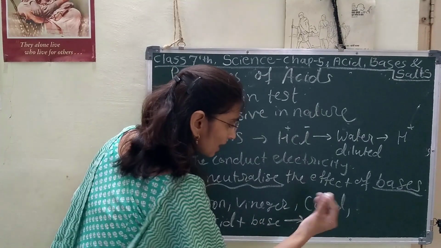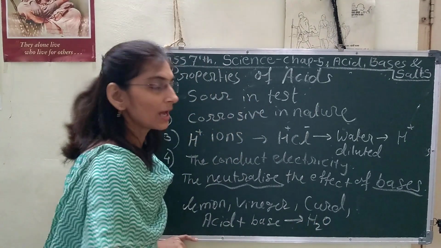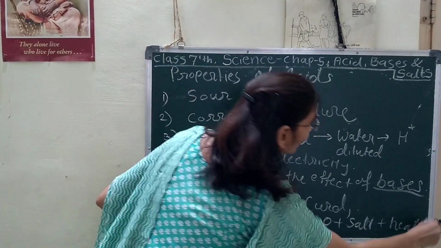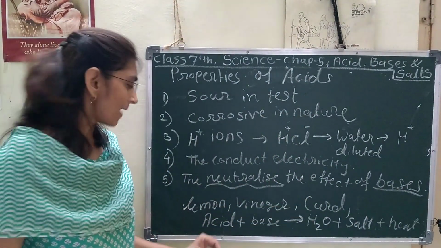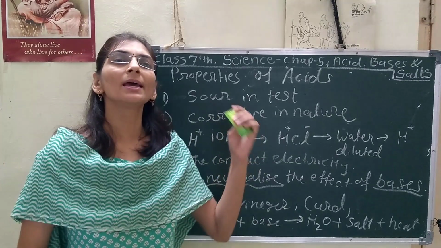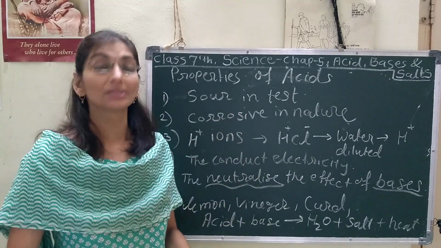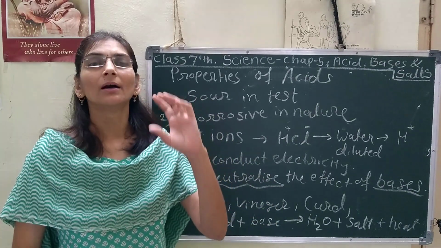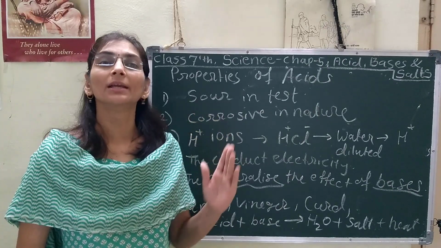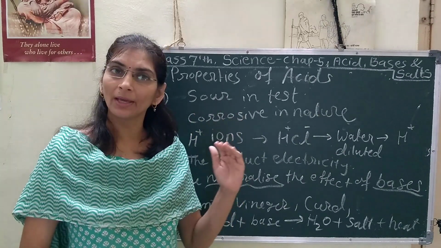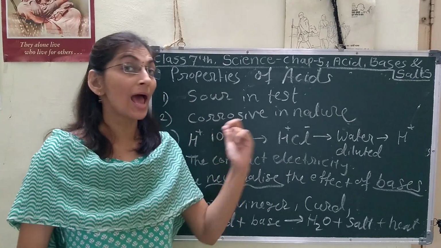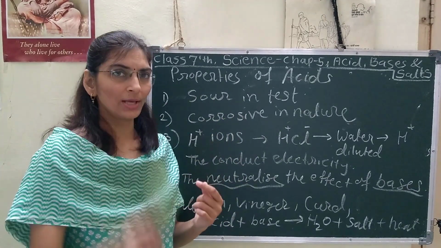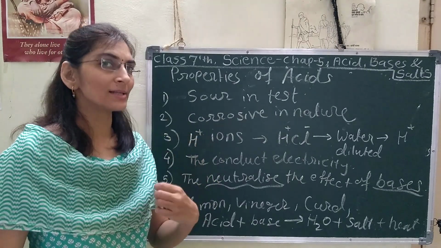Yes. न्यूट्रलाइज होता है मतलब क्या होता है, उसका वाटर फॉर्मेशन होता है, सॉल्ट फॉर्मेशन होता है विद हीट इवोल्यूशन ऑफ हीट. This is the neutralization reaction of acid and base. So when excess of hydrochloric acid is present in our stomach, there will be use of antacid and ENO. What is ENO? It is nothing but baking soda, a mixture of baking soda and tartaric acid. It is mixed with each other and it is called ENO. Yes, it is the remedy for excess of acid in stomach.